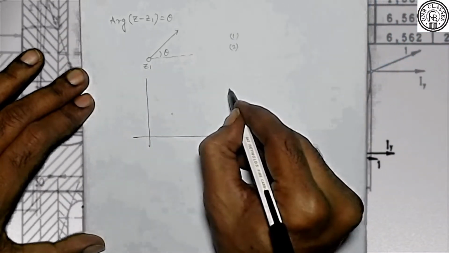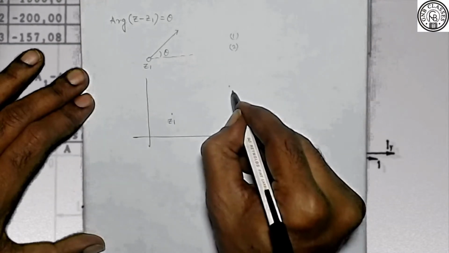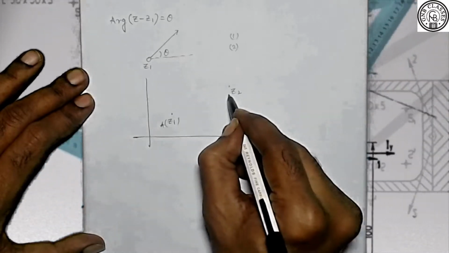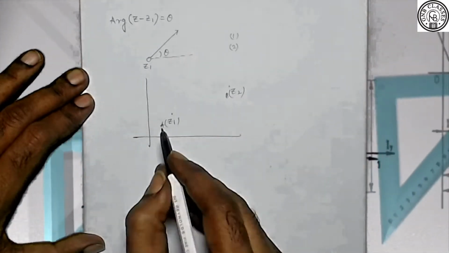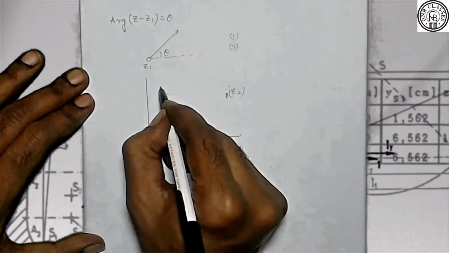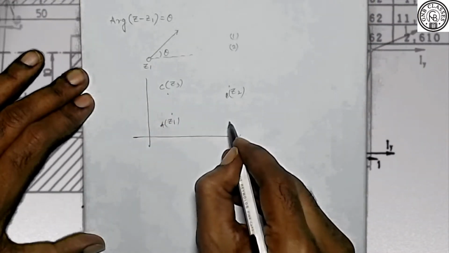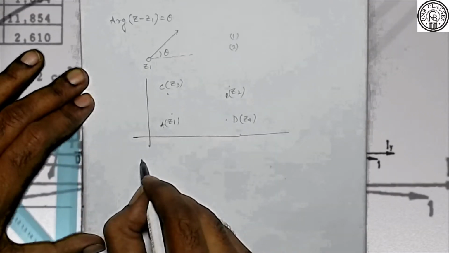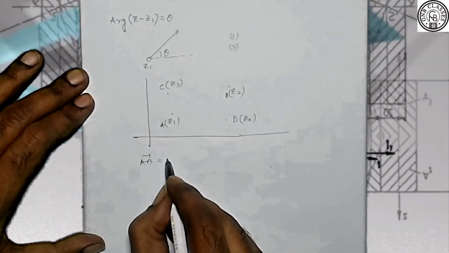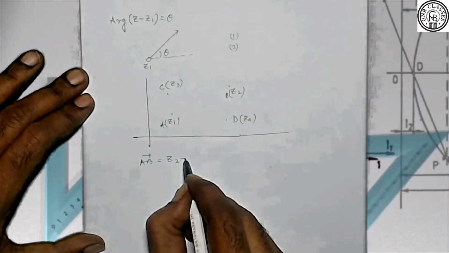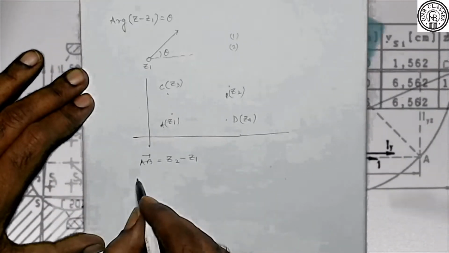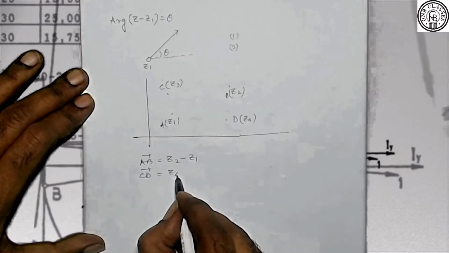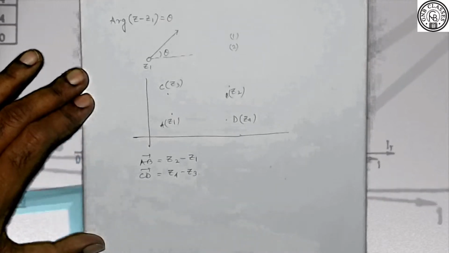Now, suppose there are 2 points, z1 and z2. Let us say the point be A and this point be B. There are another 2 points, let us say C, which is z3, and D, which is z4. Now, what is your AB vector? It is nothing but the position vector of B minus the position vector of A. And what is your CD vector? It is the position vector of D minus the position vector of C. Is it clear?